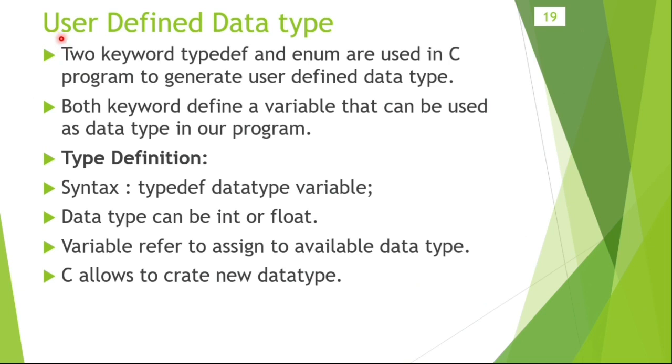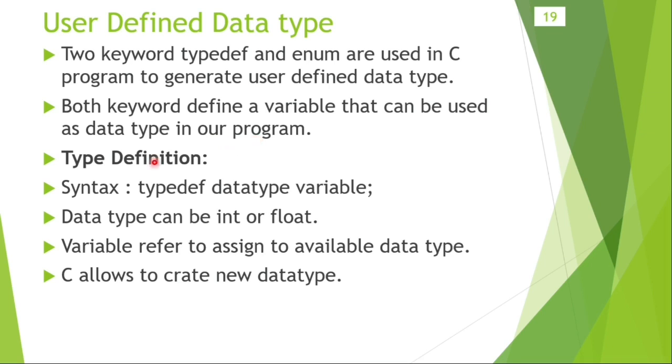Now next is user defined data type. This is just like the heading says, that we have to define the data type. Now two keywords, typedef and enum, are used in C programs to generate a user defined data type. These two keywords are used by C to generate the user defined data type. Both keywords define a variable. See, the variable is always declared; before that we will write the typedef and enum. Okay, that can be used as a data type in our program.